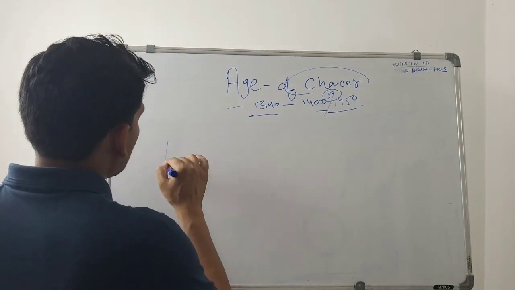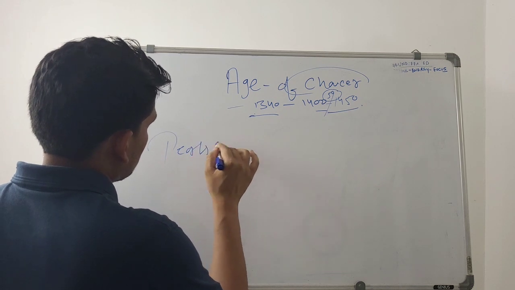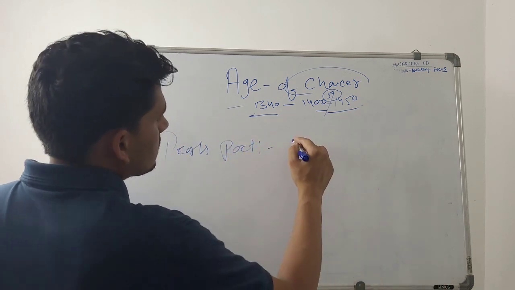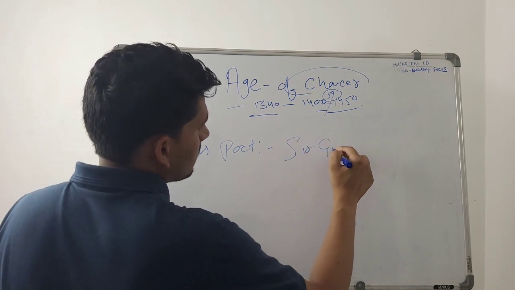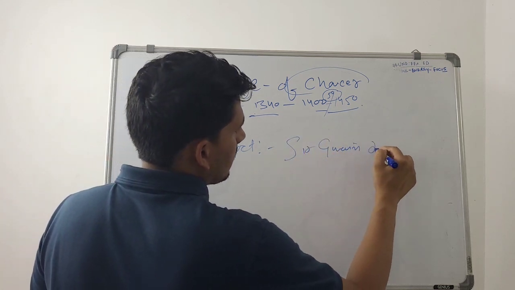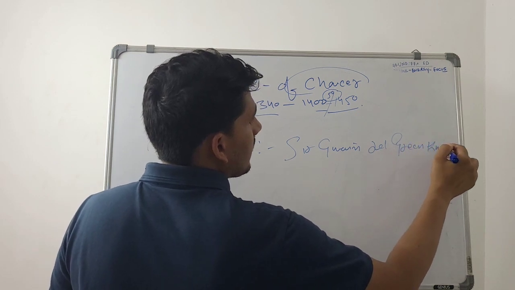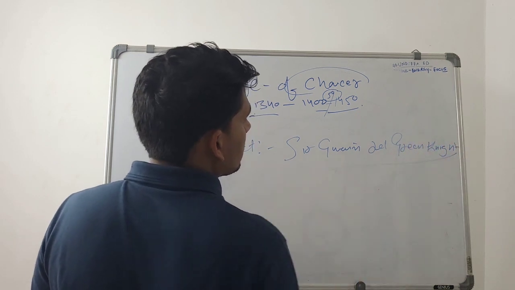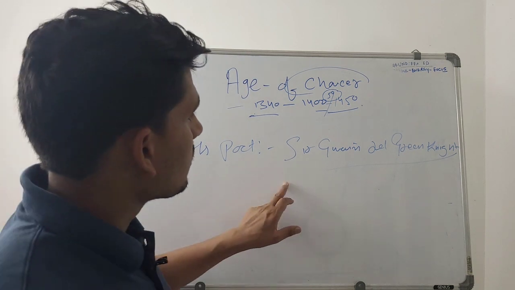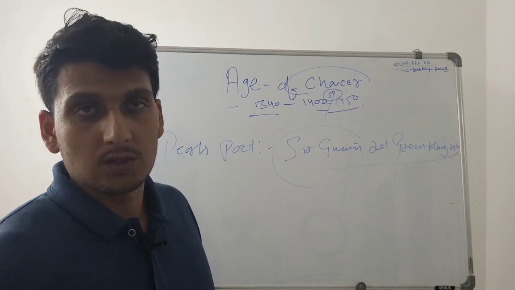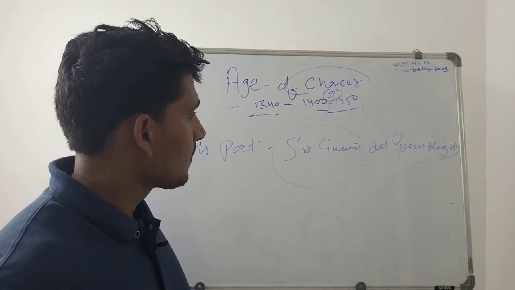And now, the Pearl Poet. What did the Pearl Poet write? Sir Gawain and the Green Knight. This is a work. Sir Gawain is a knight of King Arthur, one of the knights of King Arthur.